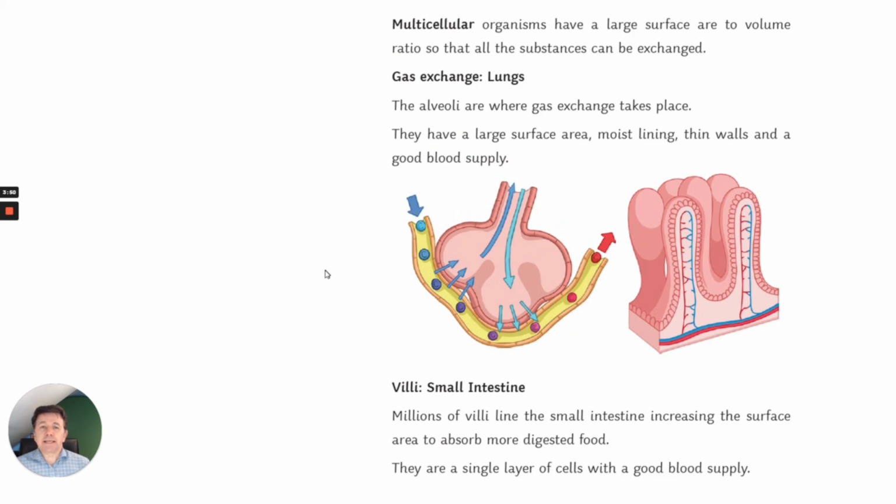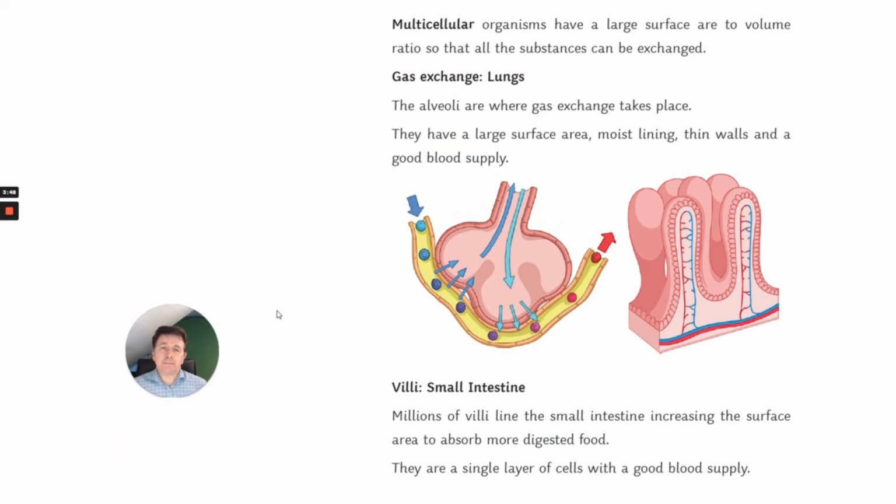So in the exam there could be 4 different examples. In humans it's the lungs and the villi, then in plants you're going to look at the leaf, and then in fish you need to look at fish gills. As it says here, multicellular organisms have a large surface area to volume ratio.